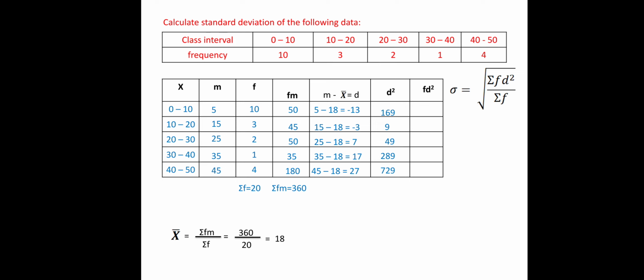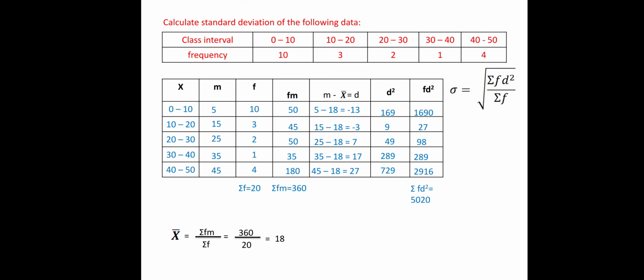10 into 169 is 1690. 3 into 9 is 27, 2 into 49 is 98, 1 into 289 is 289, and lastly 4 into 729 is 2916. Okay, next again you check out the formula. We have summation of fd square. So you need to add all these values of fd square to get summation of fd square, which is 5020.